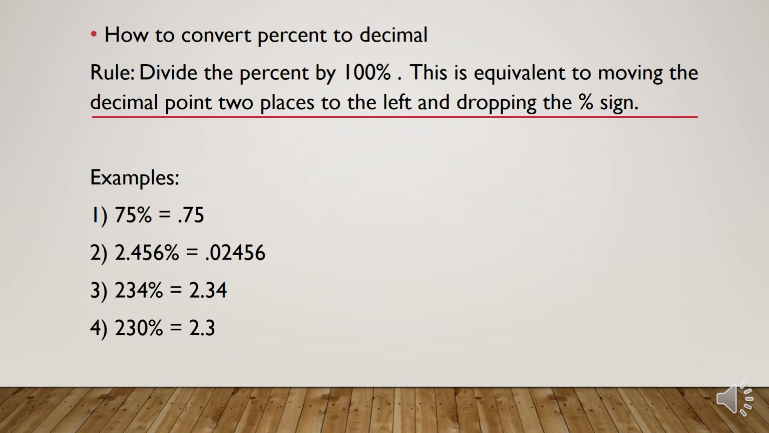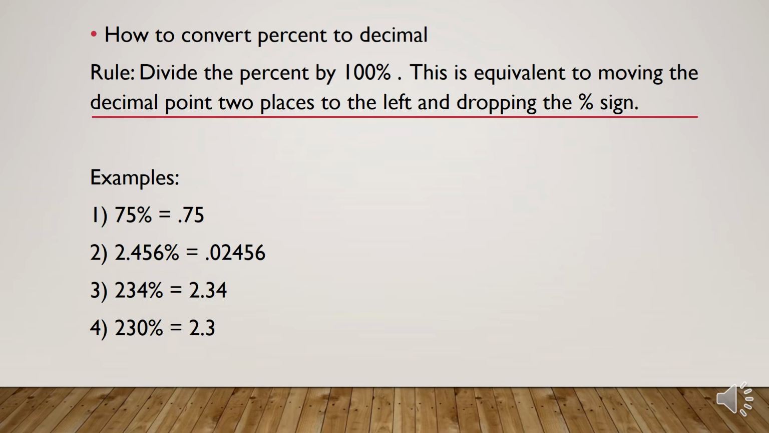Next is how to convert percent to decimal. We have also the rule. Divide the percent by 100%. This is equivalent to moving the decimal point 2 places to the left and dropping the percent sign.